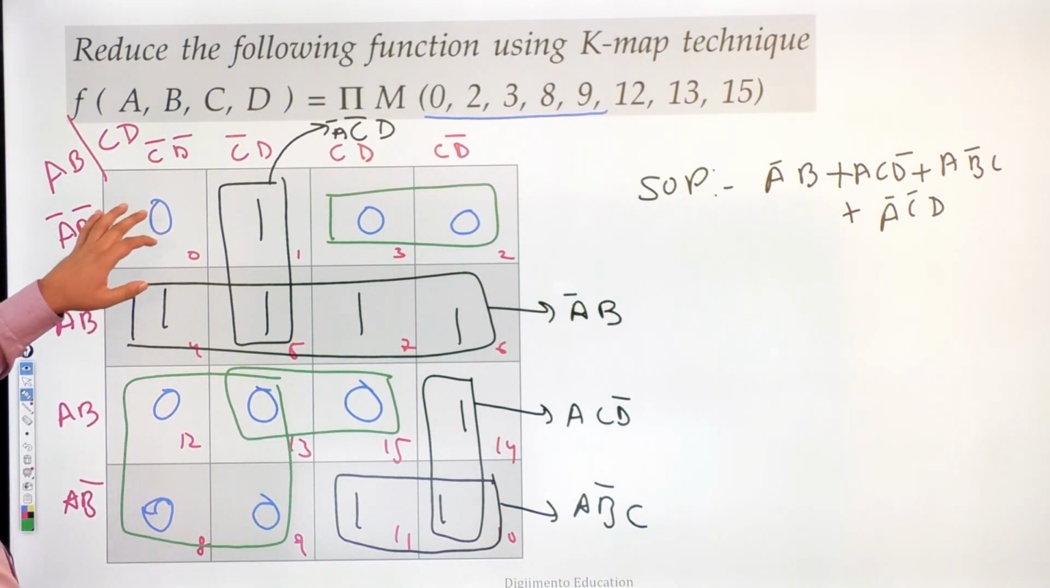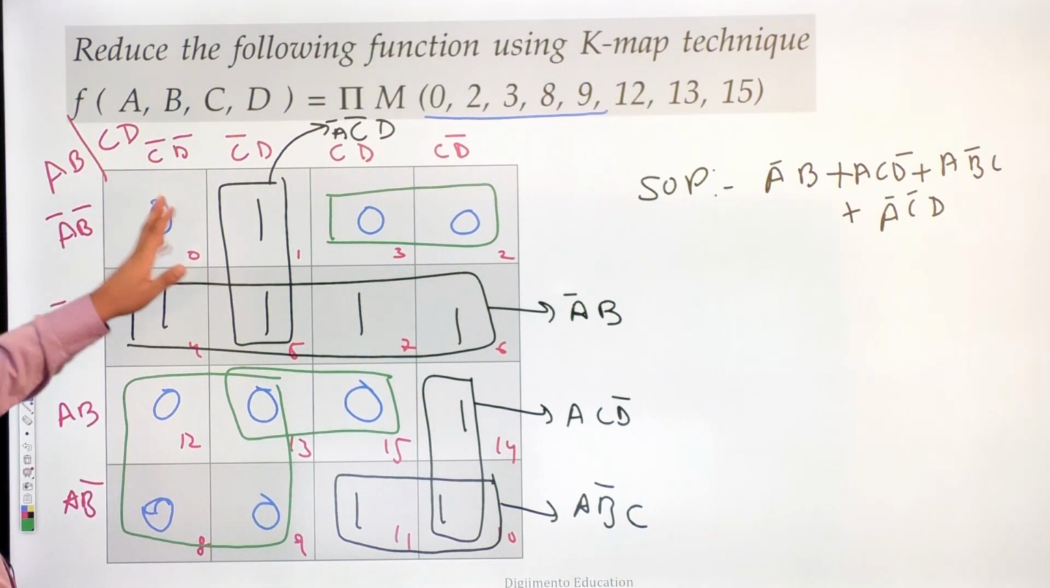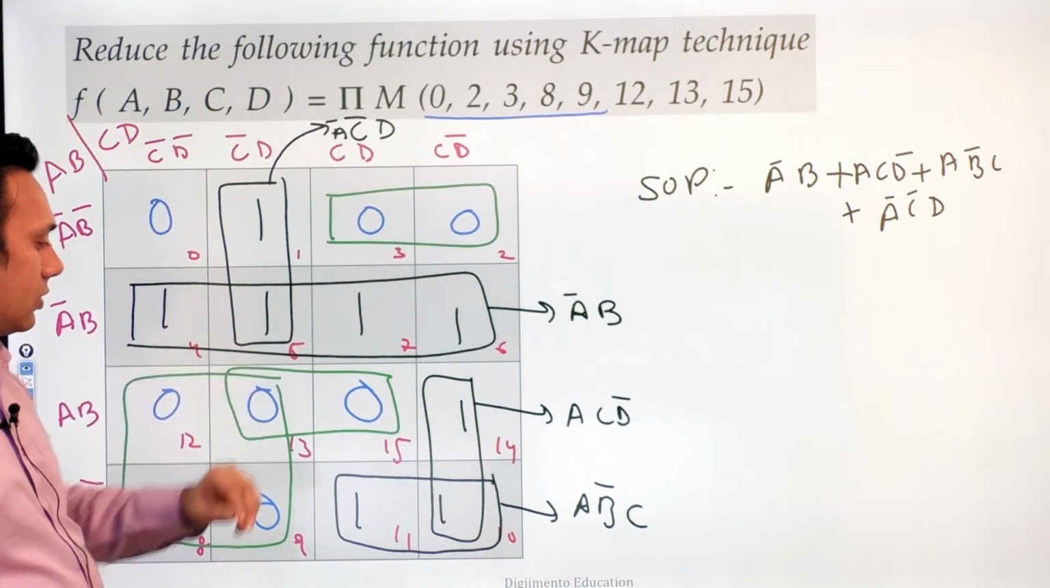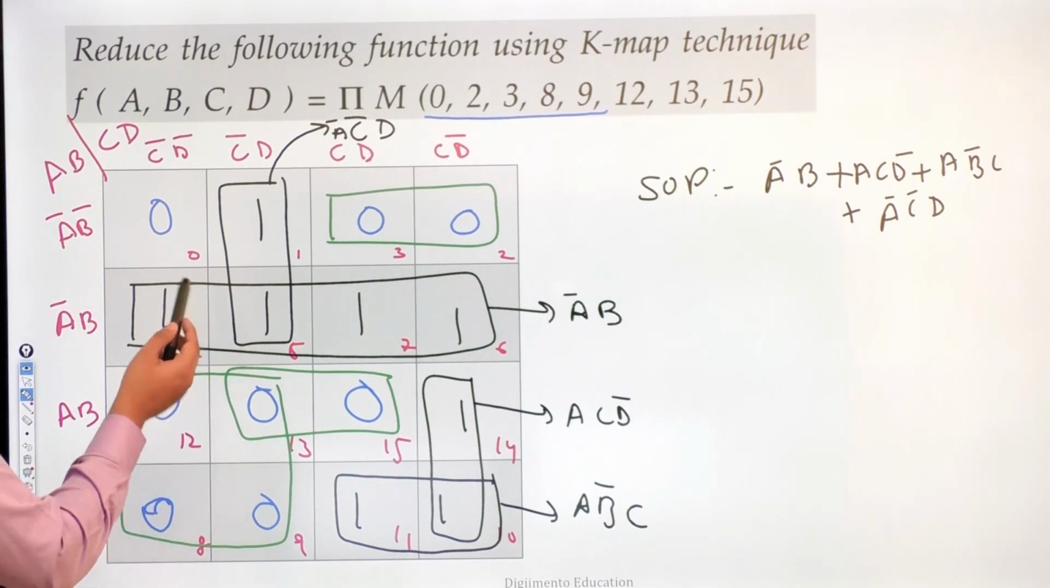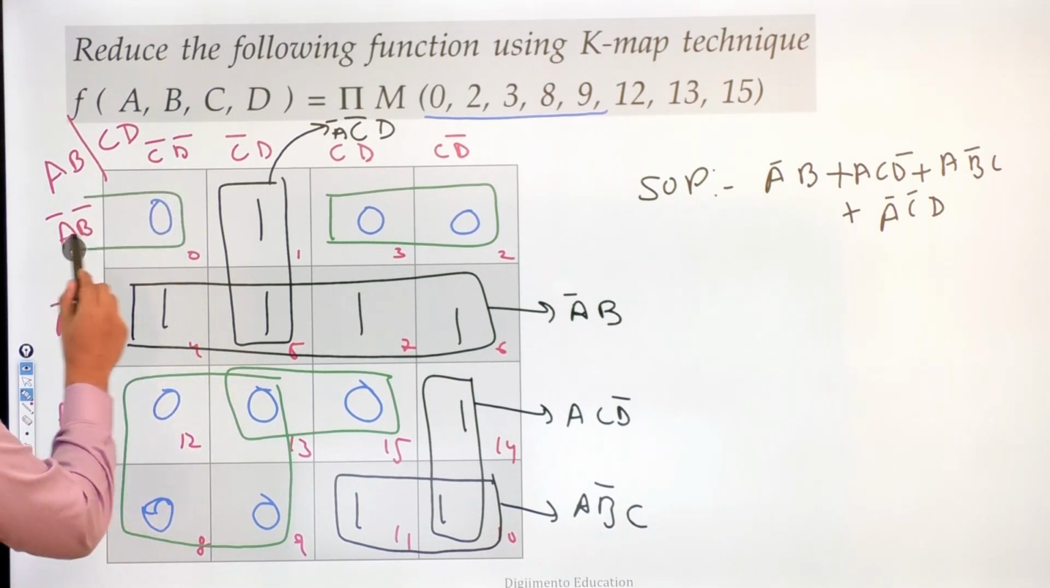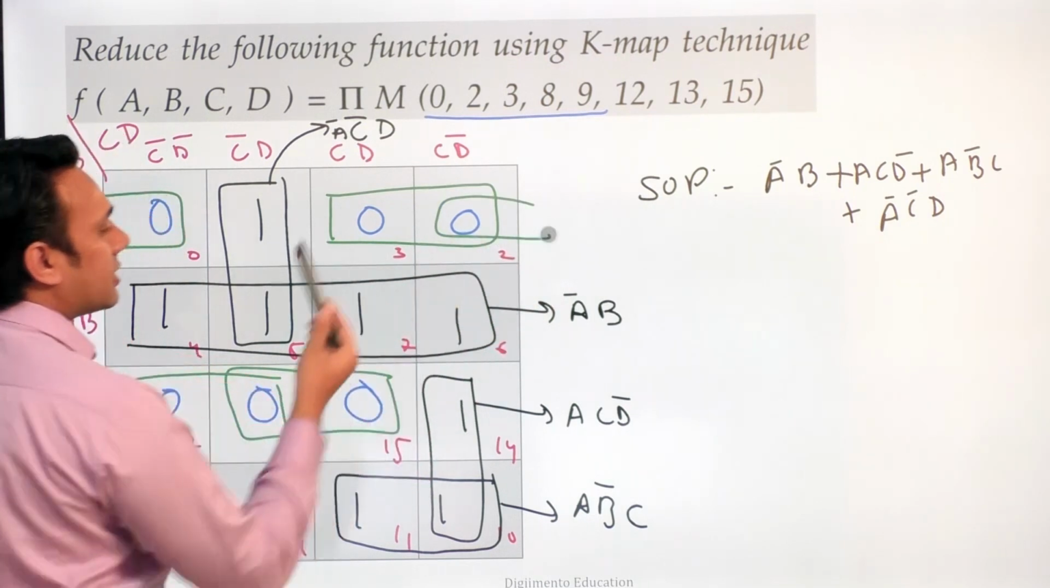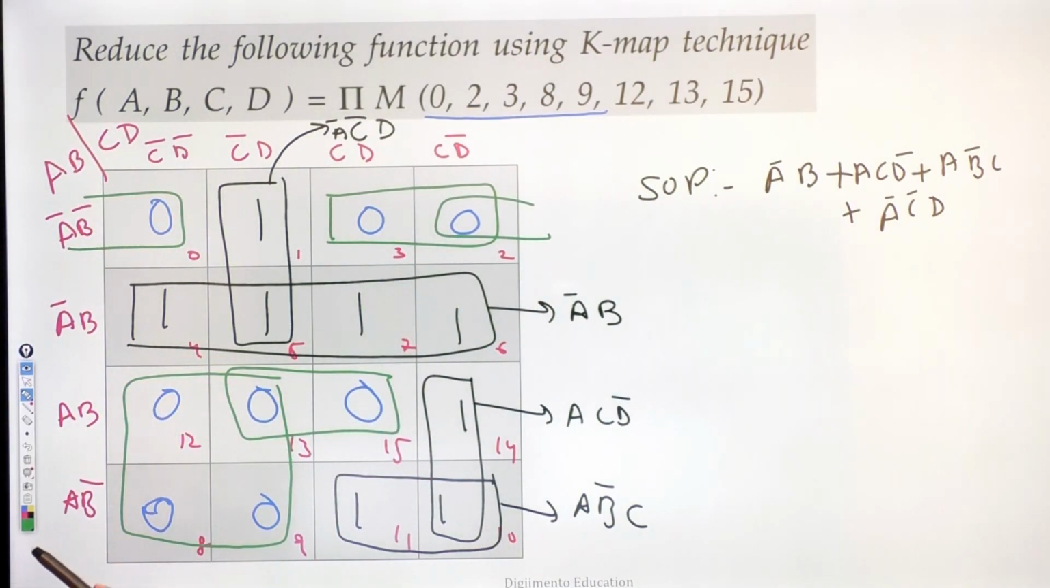Now for this 0 we have 2 choices. Either you can combine this 0 with this one, or you can combine this 0 with this one. You can combine it with either. So let us assume, for simplicity, that I am combining this 0 with this one. Okay, clear? Fine.